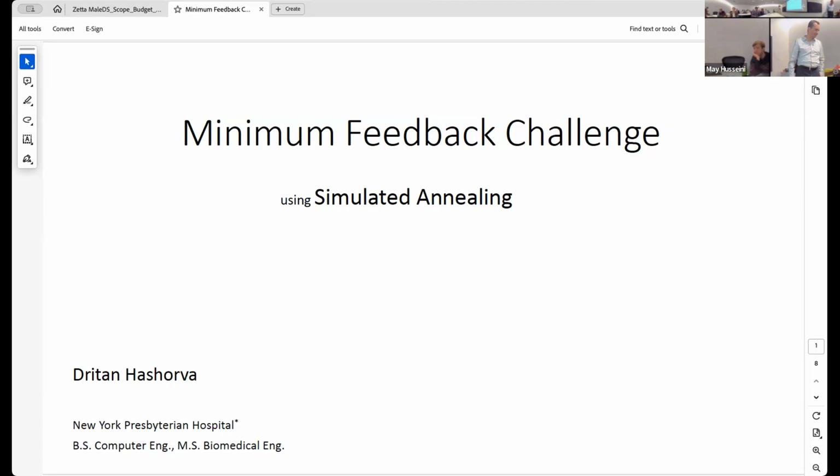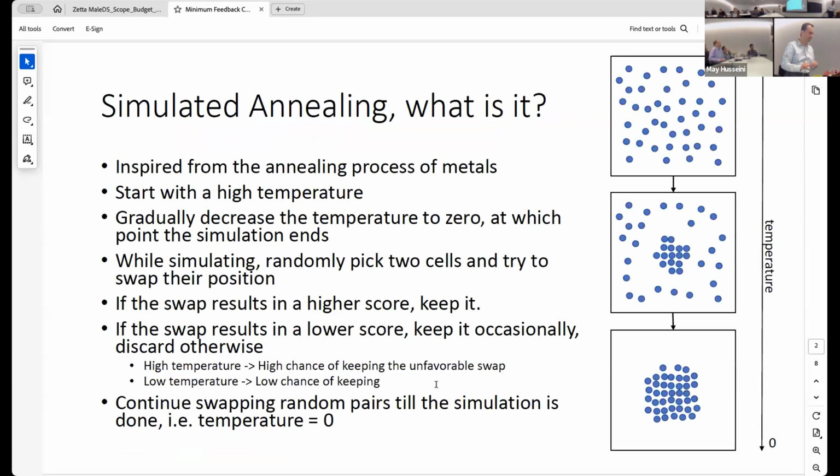Hello, everyone. I'm Dritan Ashorba, data architect at the New York Presbyterian Hospital. My presentation, I guess, will be very similar to the previous one. Using simulated annealing, which is a very similar method to Monte Carlo, swapping cells around with a slightly different algorithm. Let's see. How do I change the slide here? Is this a PDF or? Yeah. No, okay, I got it.